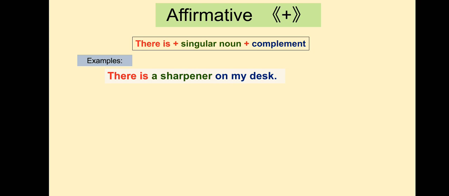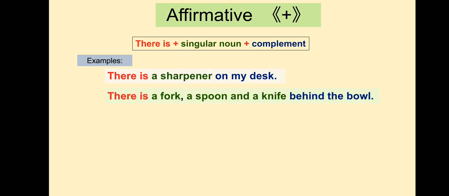You can see there is in the red color. A sharpener is a singular noun, in green color, and on my desk would be the complement, in the blue color. You see here the picture of a sharpener, a singular noun. Next example, there is a fork, a spoon, and a knife behind the bowl. A fork is also singular, a spoon is singular, and finally we have the picture of a knife.